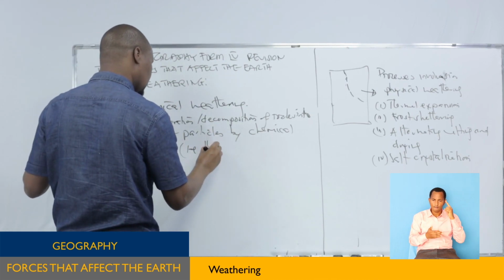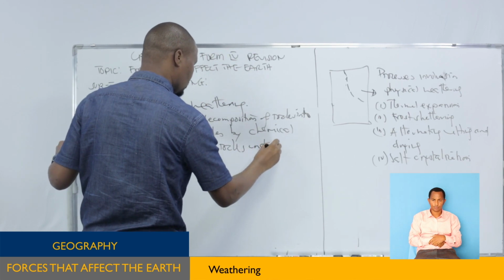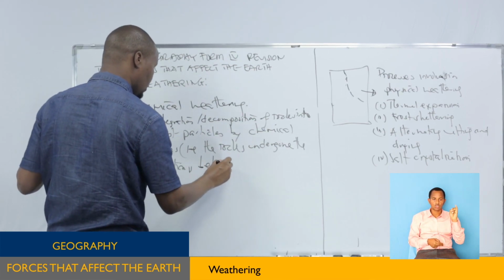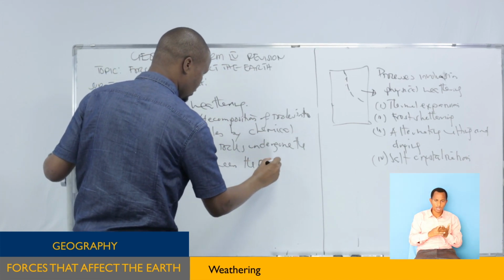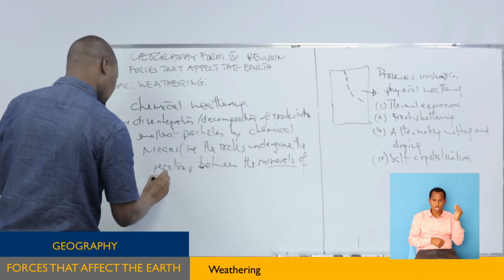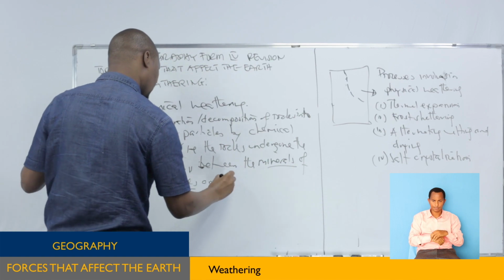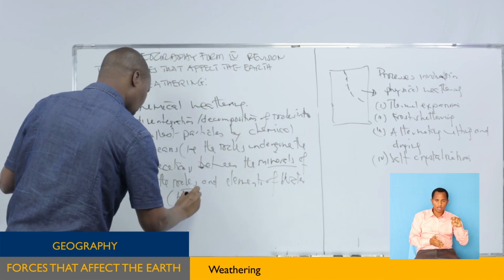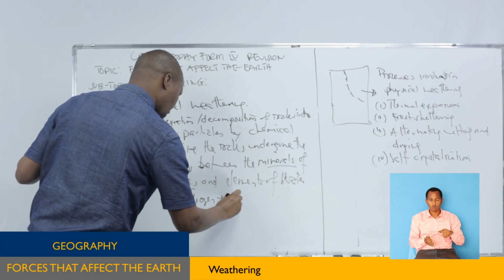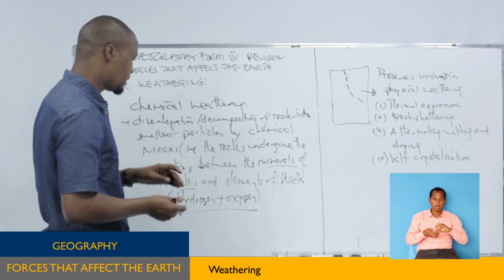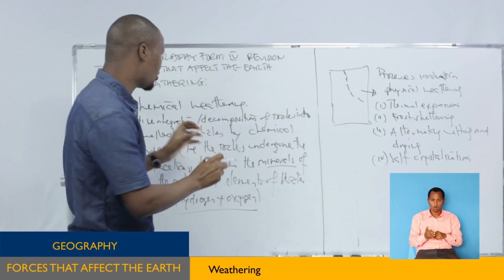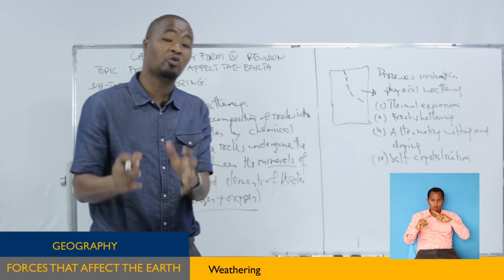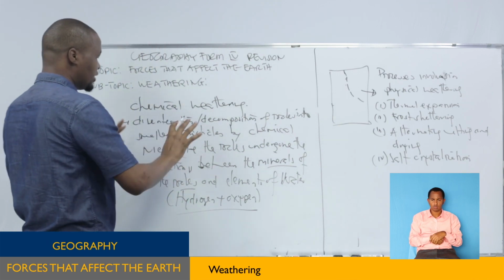It means the rocks have undergone reactions between the minerals of the rocks and, for instance, the elements of water. We are talking about hydrogen and oxygen. These are elements of water. So once the elements of water undergo reaction with the minerals within the rocks, the hard rock may be changed into soft rock, easily removed by the erosion agent. Are you with me? And that process is what we call chemical weathering.